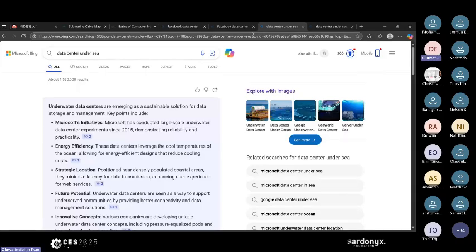Exactly. Okay, let's look at what a SOC operations center looks like.